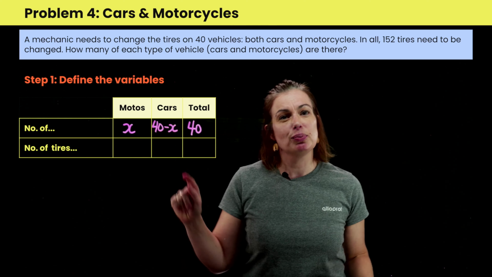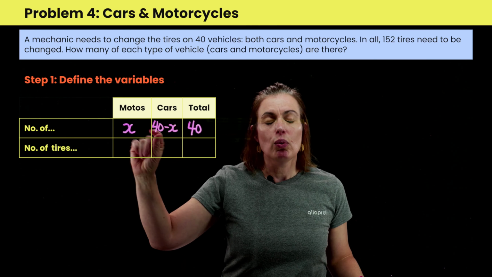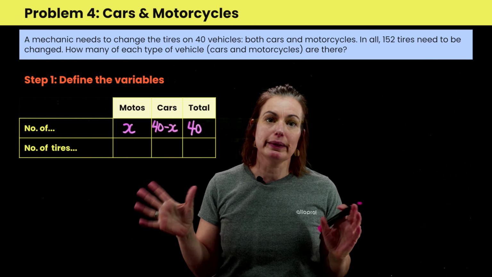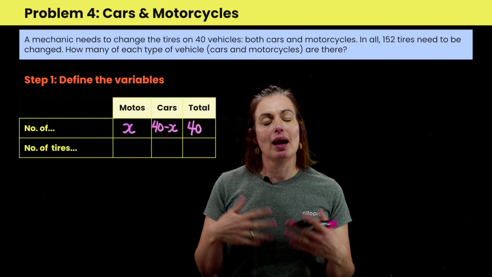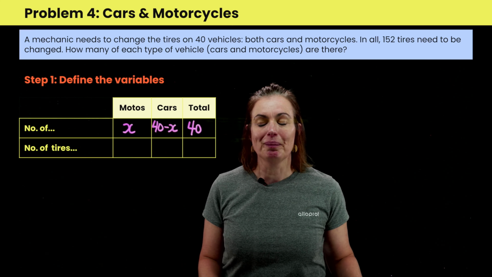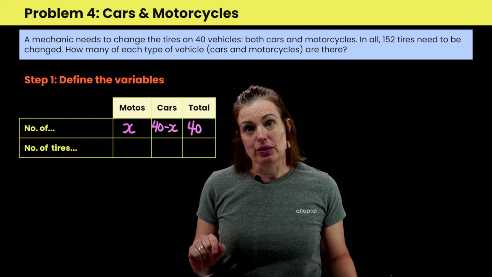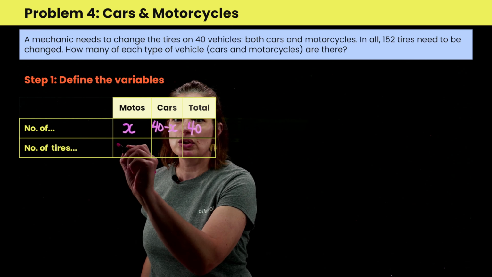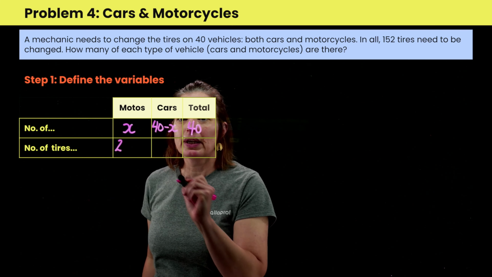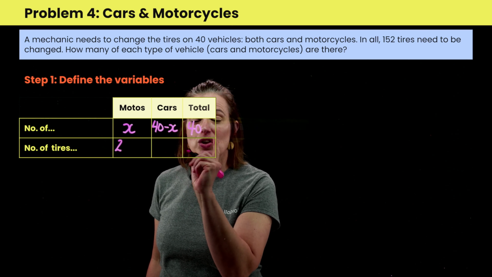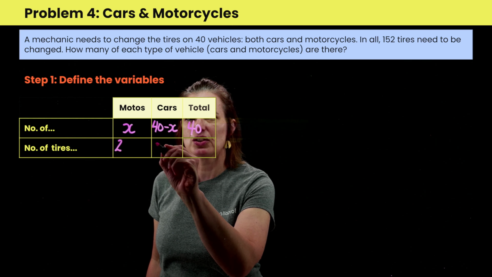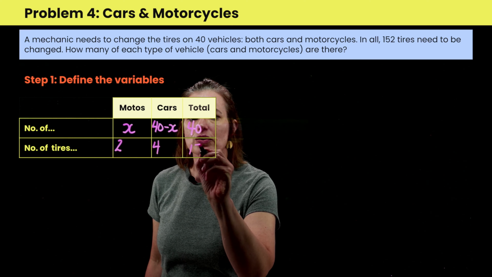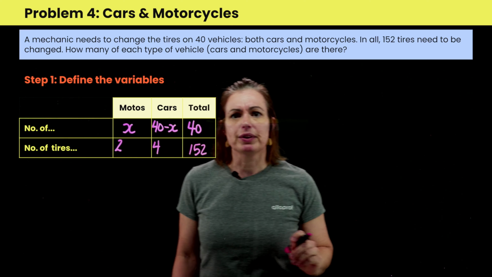Had I decided to put X as my number of cars, then it would have been the motorcycles that are represented by 40 minus X. So it would change a little bit, but ultimately I'd be going through the same thought process here. Now let's talk about tires. The number of tires on a motorcycle is 2, so I'm going to write a 2 here below. The number of tires on a car is 4, so I want to put that here. And I know that my total number of tires is 152, so I'm going to put that here.